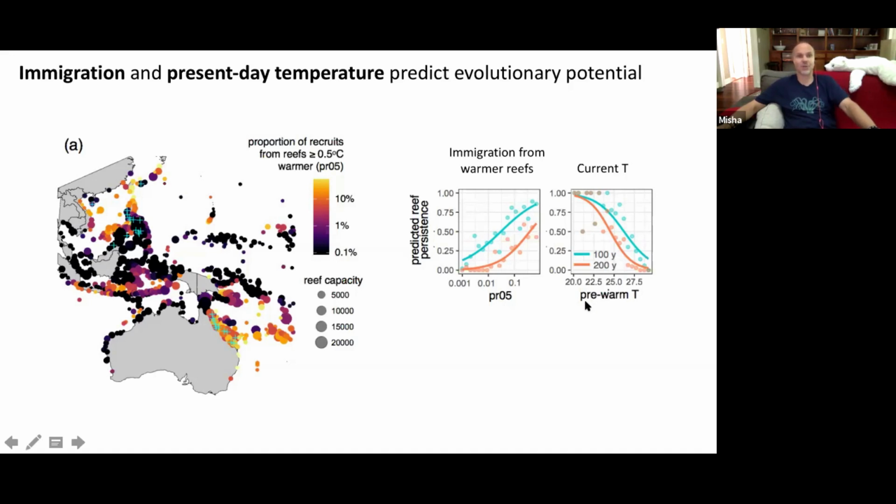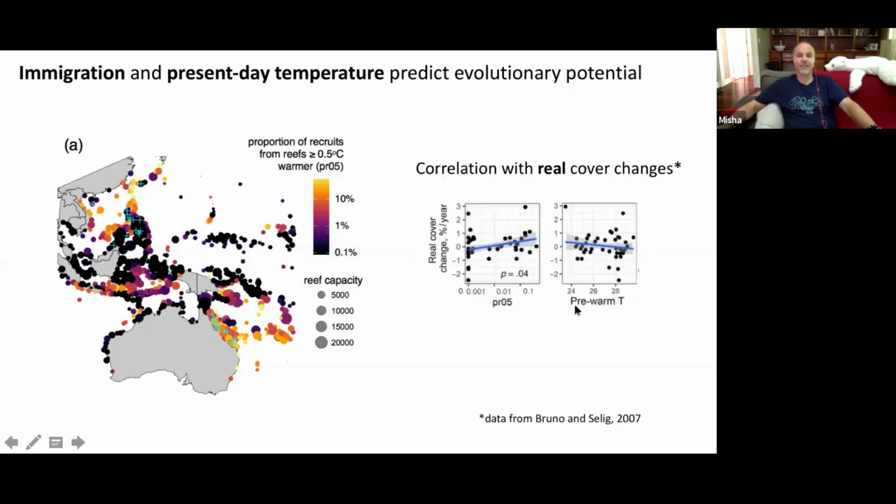So you don't need to actually run the complicated SLiM models, right? So this is the result to end all modeling. Well, anyway, another gratifying fact is that our predictors actually seem to correlate, well, not terribly well, but reasonably well and statistically significantly with actual coral cover changes observed by the year 2007, with data from this meta-analysis paper. So we actually are predicting something real here.